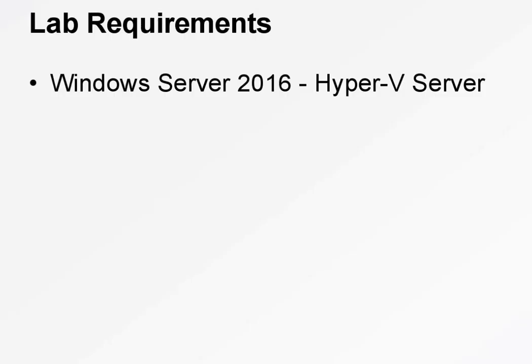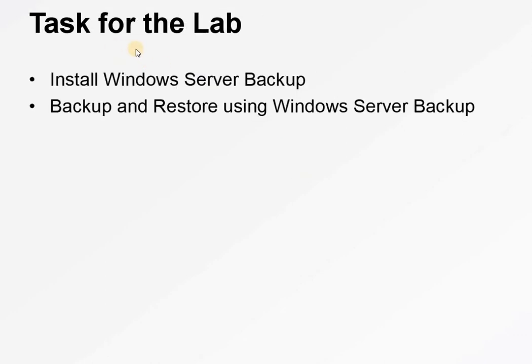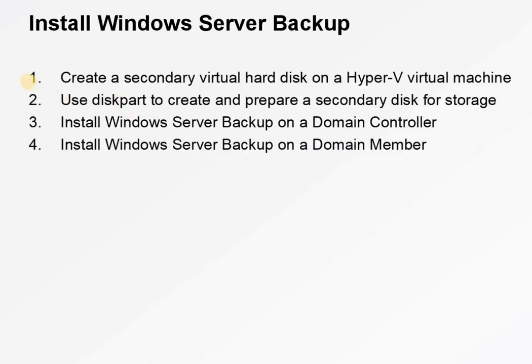Lab requirements: Windows Server 2016 Hyper-V server. So, the tasks for the lab. We're going to perform two tasks here: how to install Windows Server Backup, and then how to back up and restore using Windows Server Backup. First, we're going to see how to install Windows Server Backup. We will create a secondary virtual hard disk which will be used as storage for backup. We will then install the Windows Server 2016 native backup software.